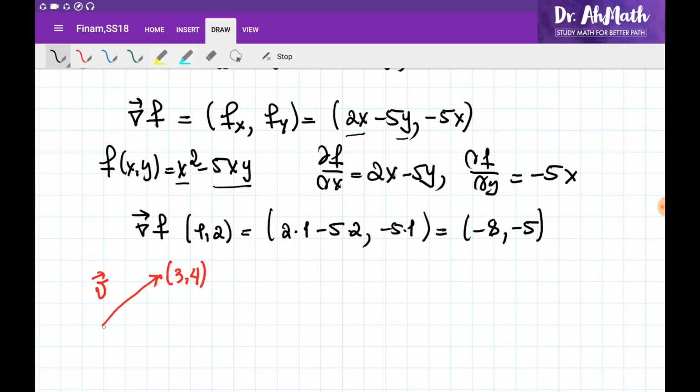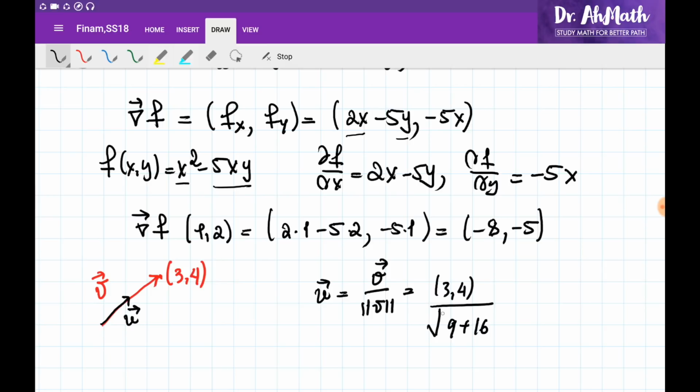We need to figure out a unit vector which is going to be in the same direction as this vector. Please note that you can obtain the unit vector in the direction of v by dividing v by the norm of v. The v vector is (3, 4), and we have to divide it by its norm, which is the square root of 3 squared plus 4 squared, which is 9 plus 16, which is the square root of 25, which is simply 5. So this is going to be 1 over 5 multiplied by (3, 4).